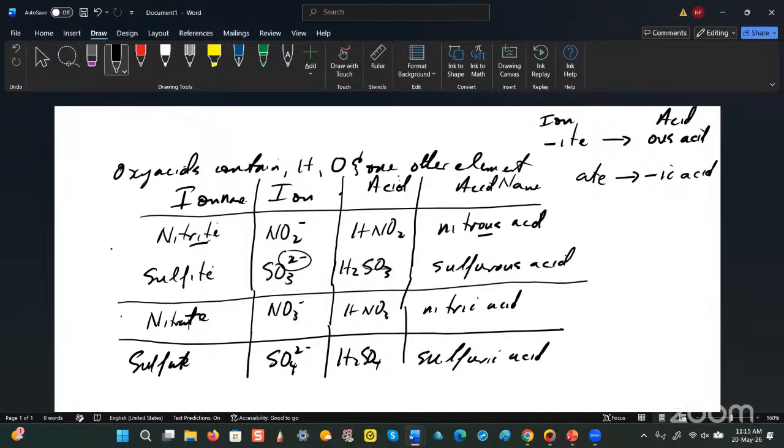All right? So that's basically it as far as naming acids, excepting one more thing I need to say. Now, there is one particular acid which is kind of unique, which does not fall into the category of either oxyacids or binary acid, and that is this acid right here.